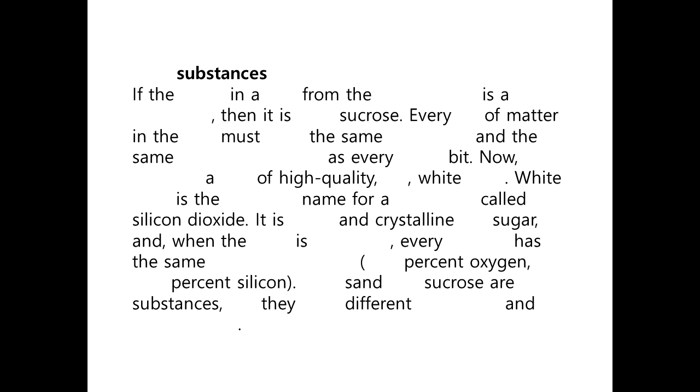White sand is the common name for a substance called silicon dioxide. It is white and crystalline like sugar, and when the sand is examined, every particle has the same fixed composition, 53.2% oxygen, 46.8% silicon. Both sand and sucrose are substances, but they have different properties and compositions.